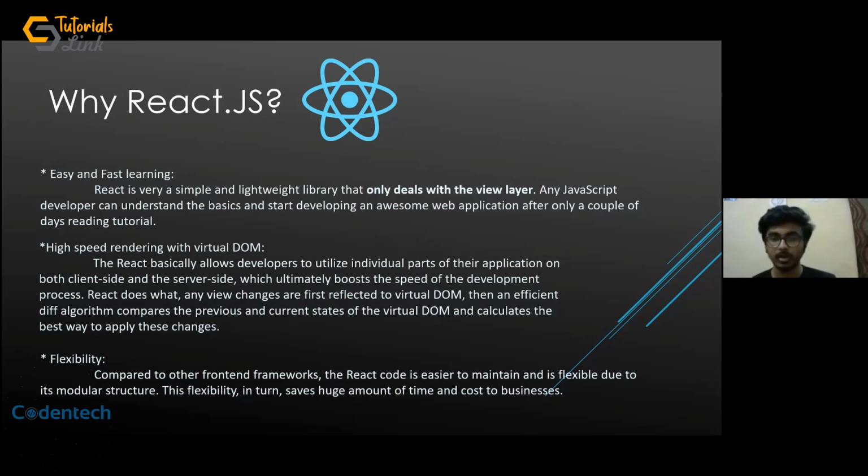Now about virtual DOM, I will explain in detail in later slides. Right now, let me read it to you. React basically allows developers to utilize individual parts of their application on both client side and server side, which ultimately boosts the speed of the development process. React does what? Any view changes are first reflected to the virtual DOM and then an efficient differentiating algorithm compares the previous and current state of the virtual DOM and calculates the best way to apply these changes.